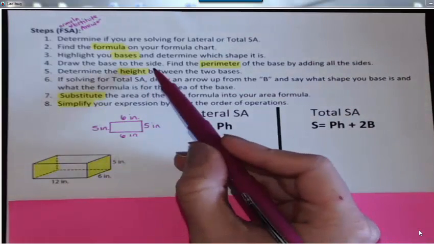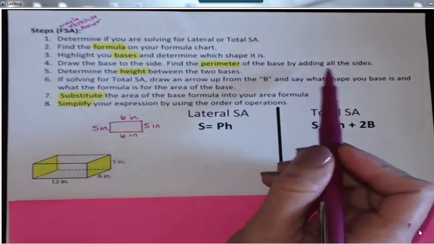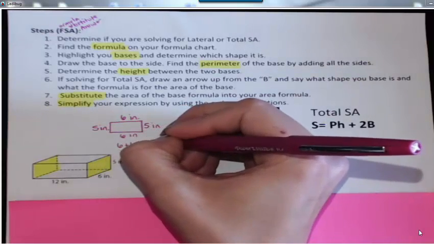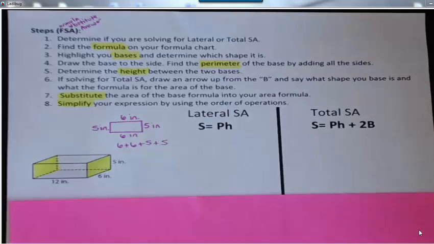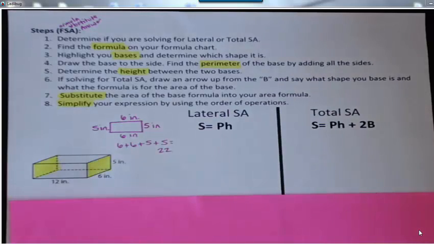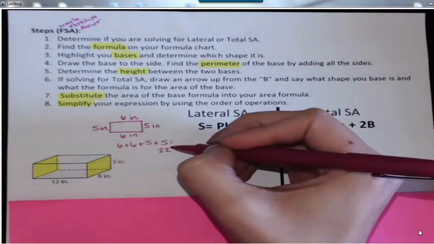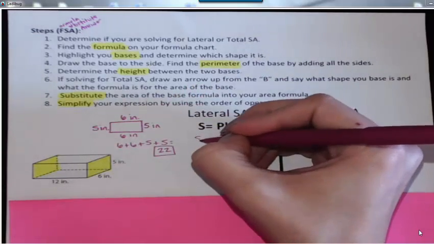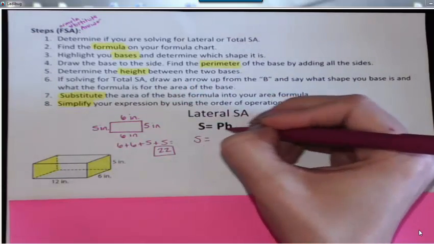So now I drew the base to the side. I'm going to find the perimeter by adding all those sides together. So 6 plus 6 plus 5 plus 5 is going to give me what? Okay, that's going to give me 22 inches for the perimeter. So now I have 22 inches for the perimeter. So I'm going to fill this in. I already wrote my formula.